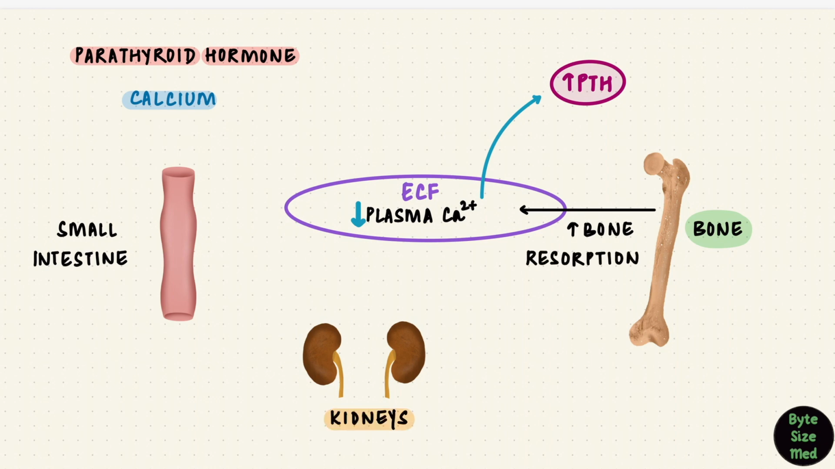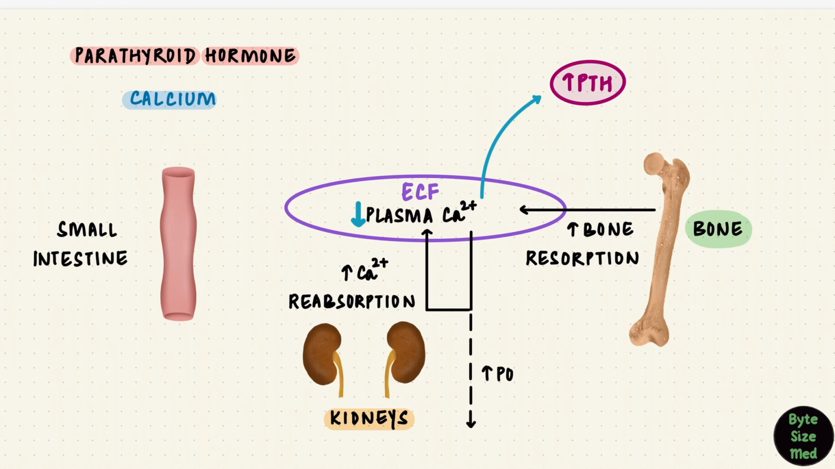In the kidneys, it increases calcium reabsorption, so it takes back calcium into blood, again raising calcium back up when it's low. It has the opposite effect on phosphate. Calcium and phosphate go together. PTH reduces phosphate reabsorption, and thus more phosphate gets excreted in the urine. These are the direct actions on the bone and kidney.